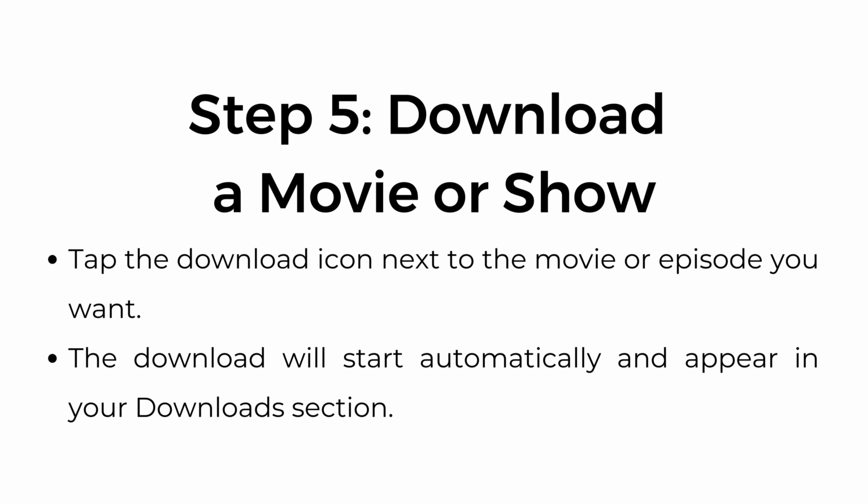Step 5. Download a movie or show. Tap the download icon next to the movie or episode you want. The download will start automatically and appear in your download section.